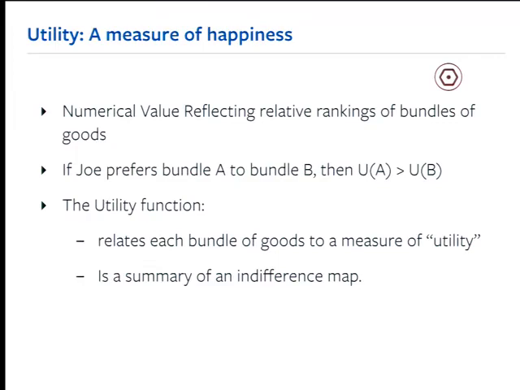So this notion that you like bundle A better than bundle B, I would like to formalize this a little bit more, okay? So what I'm going to do is assign a numerical value to levels of happiness. And this is where economists drove me crazy in Econ 1. I didn't get that at all, right?